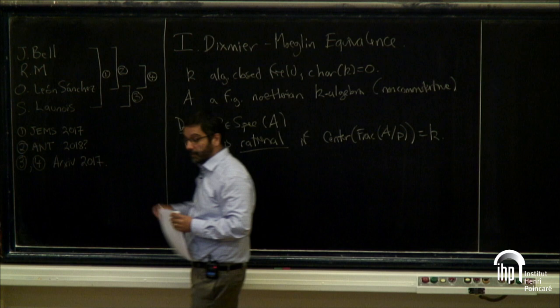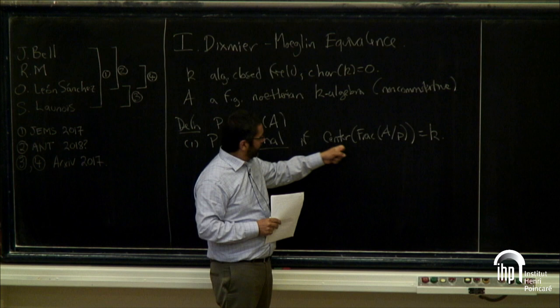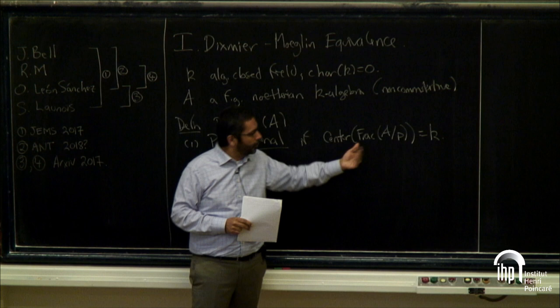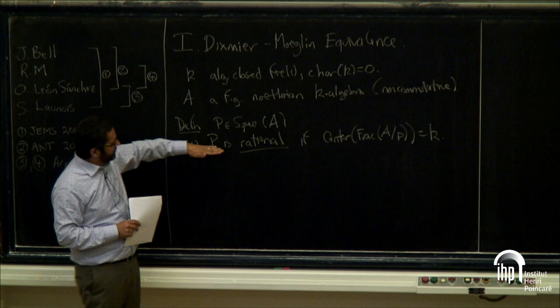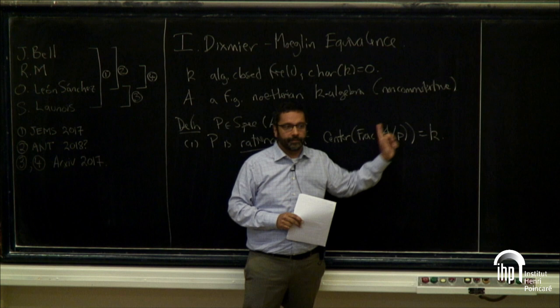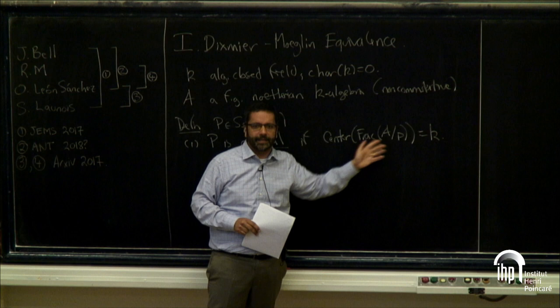So it's a matrix algebra over a division ring. And so its center will be the center of that division ring. So the center will be a field, and it certainly extends K. Everything commutes with K. And the prime ideal is called rational if there's nothing new in the center. The center is just the field K. In the case when K is not algebraically closed, you ask that this is an algebraic extension of K, a finite extension of the field K.